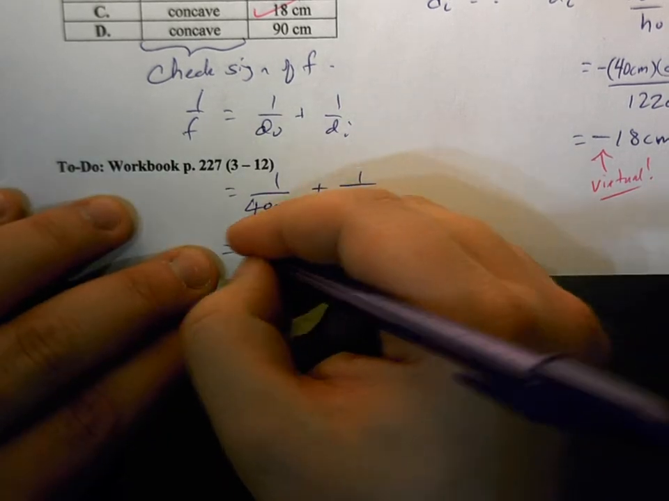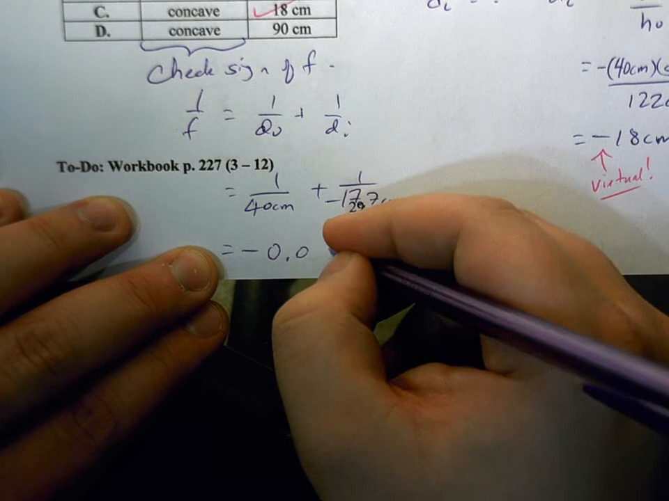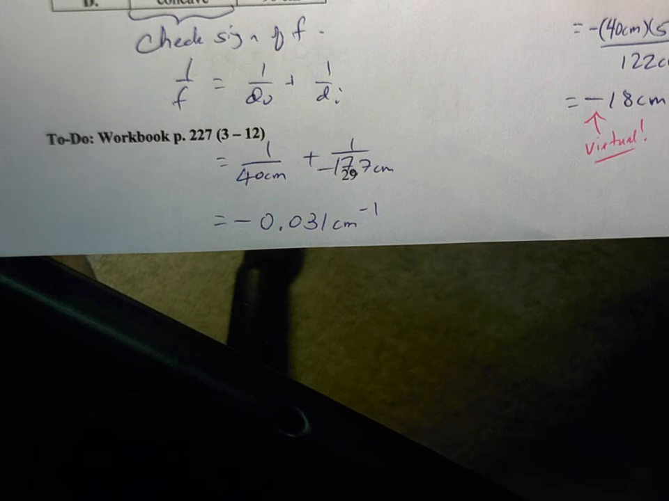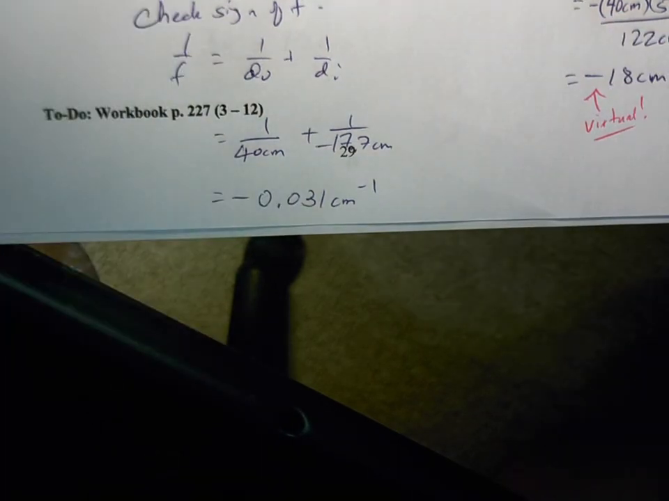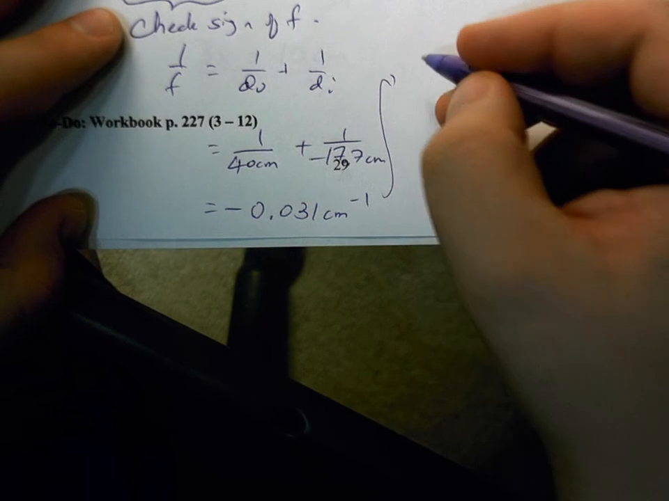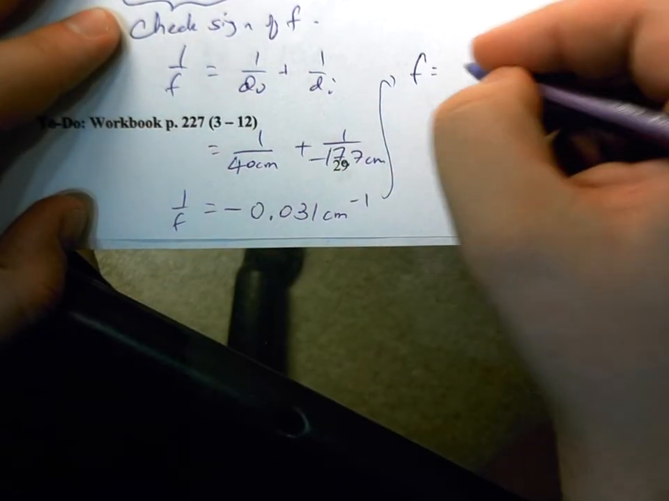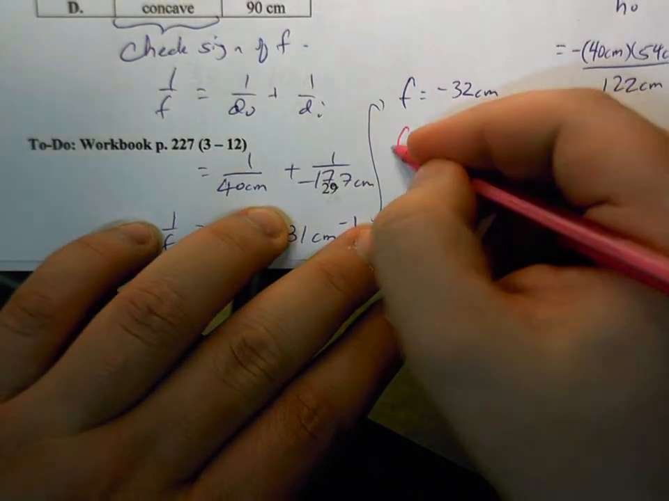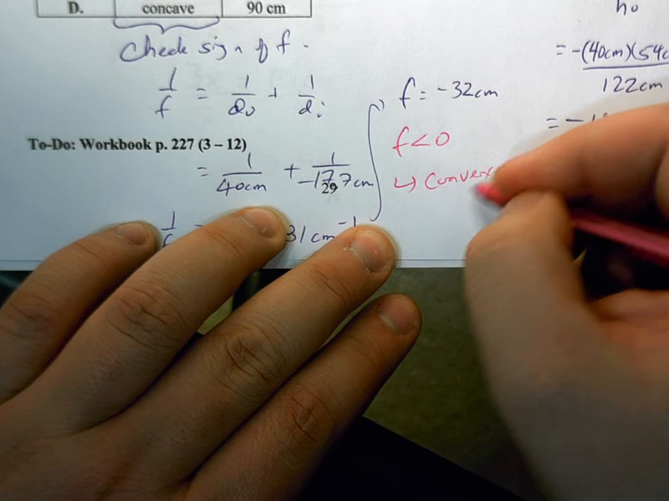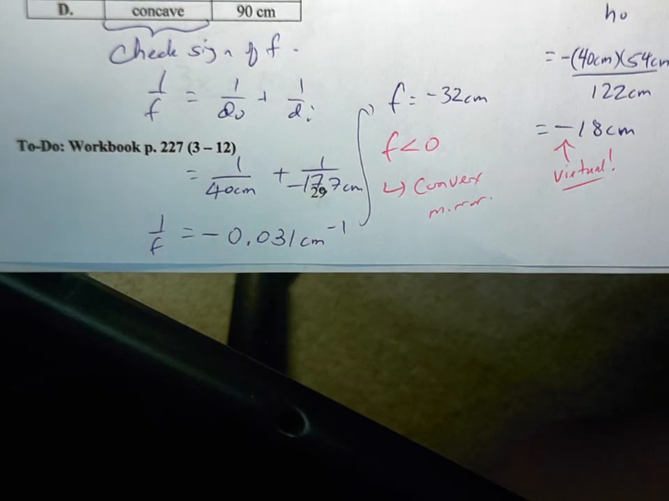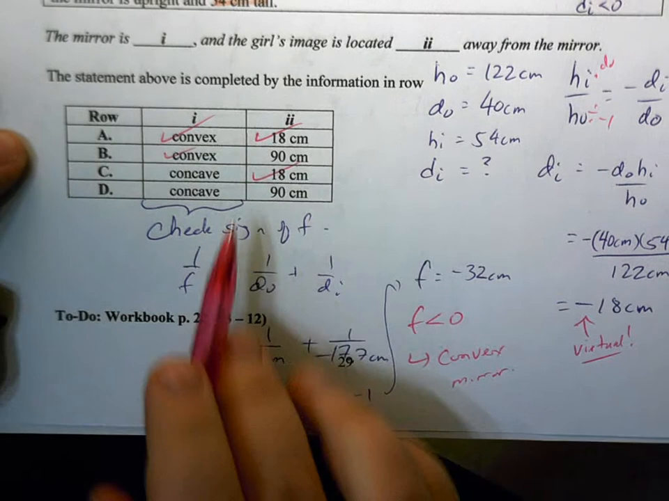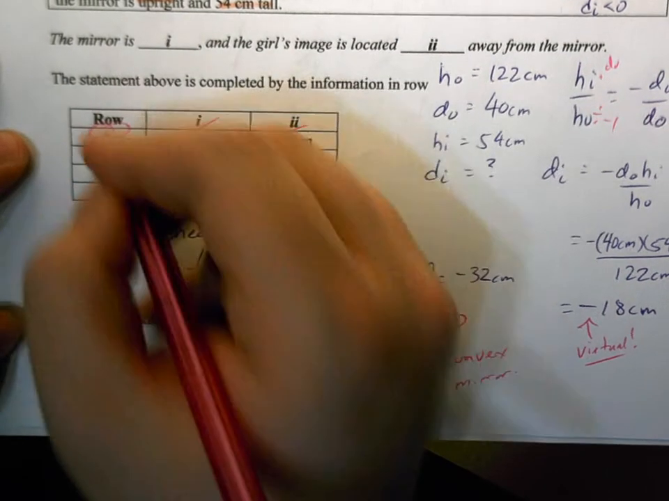So we're going to get that 1 over the focal length is about negative 0.031 centimeters inverse, which tells us that the actual focal length of the mirror is about negative 32 centimeters. We don't actually have to calculate the focal length. If the inverse of the focal length is negative, the focal length itself is going to be negative. Since f is negative, this tells us that we're dealing with a convex mirror. So we have a convex mirror, 18 centimeters, so the answer is A.